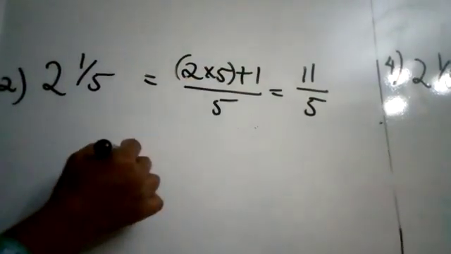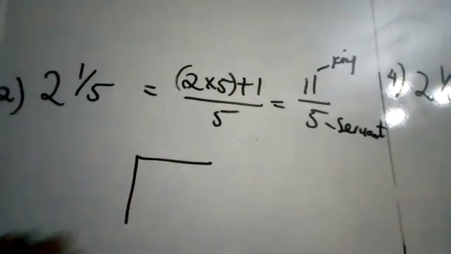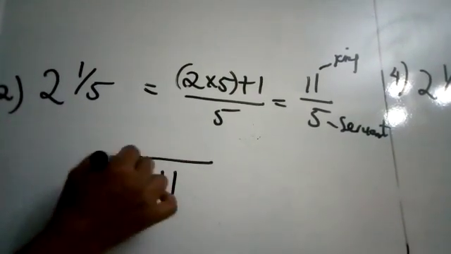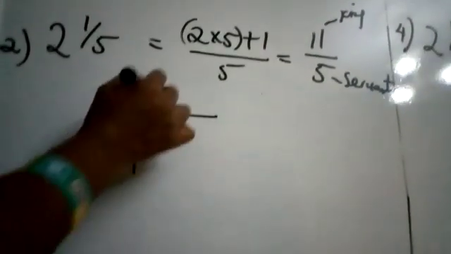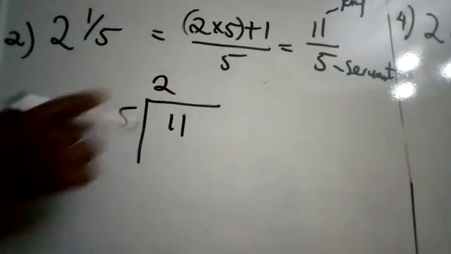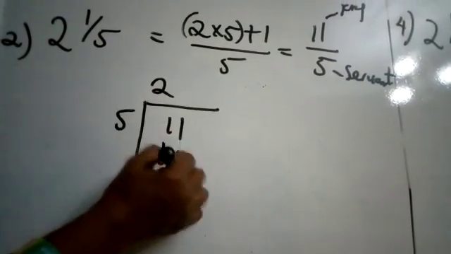Now 11/5, we have our king. The king sits in, and these are servants. The servant stays out. So now let's go. We have our king in and our servant out. 5 into 11 will give us 2. It can go 2 times, because 2 times 5 will give us a 10. So 2 times 5 will give us this 10.